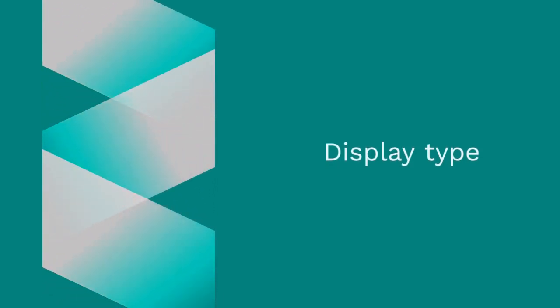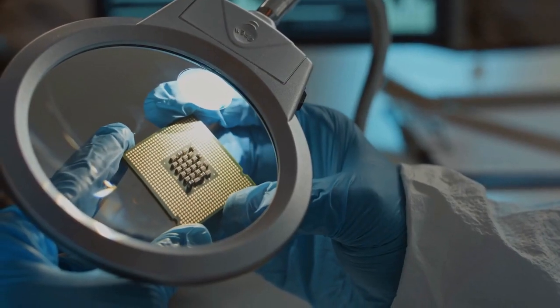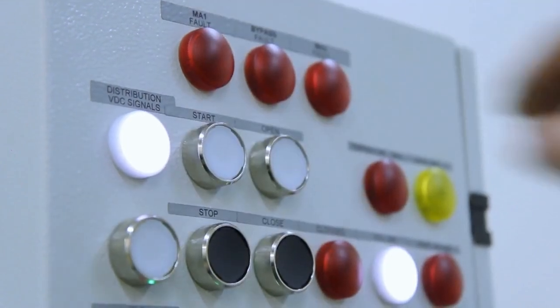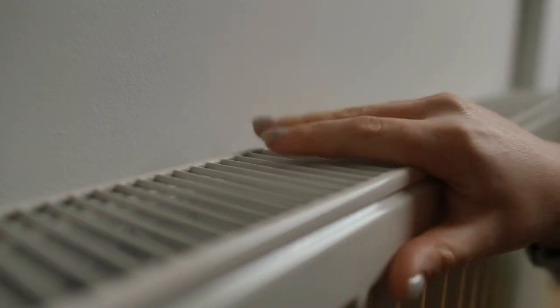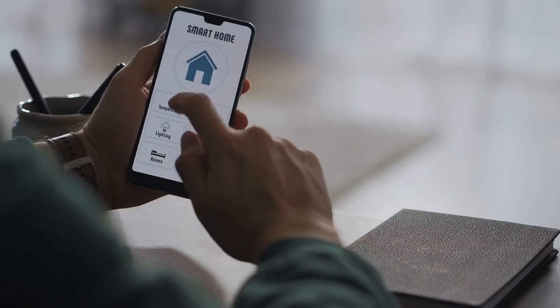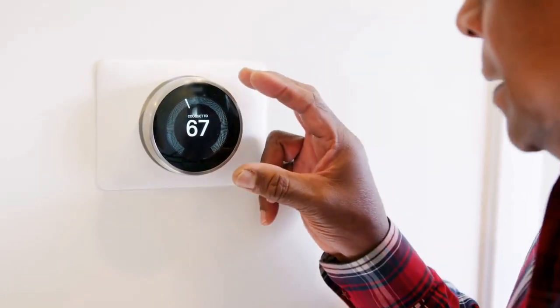Display type. Displays come in two types, touchscreen and a basic display with keypads. Depending on what you require, choose that one accordingly. Environmental specifications. Depending on where you are placing the controller, read its environmental specifications first. They are written on the controller, and choose the one accordingly.